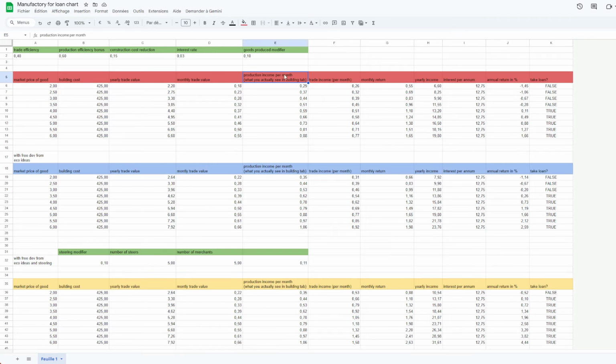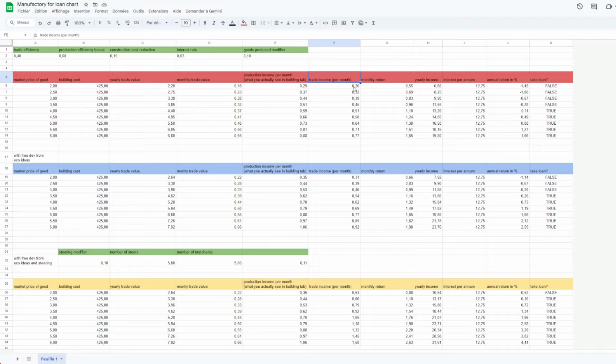Here we have the interesting part, the production income per month. This is what the building tab tells you about your manufactory when you want to build it. So it's the monthly trade value multiplied by the production efficiency bonus and some other bonuses, but they are so rare that I won't take them into account for this chart.